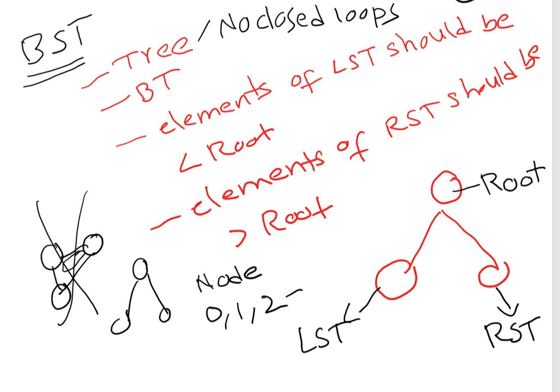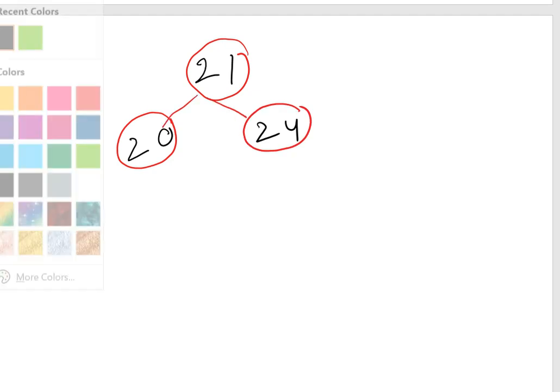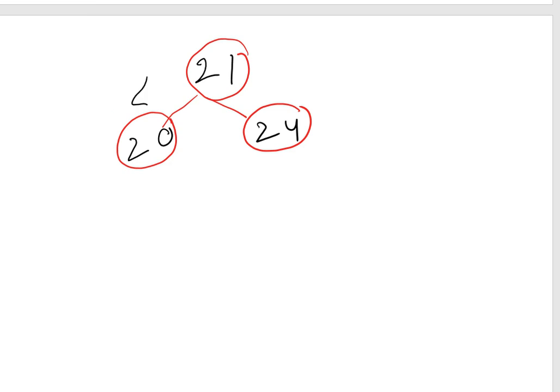Binary search tree means it should be a tree and a binary tree, but elements of the left subtree should be less than the root and elements of the right subtree should be greater than root. An example may be like 21, 20, 24. This is called the binary search tree because this element is less than the root and this element is greater than the root.